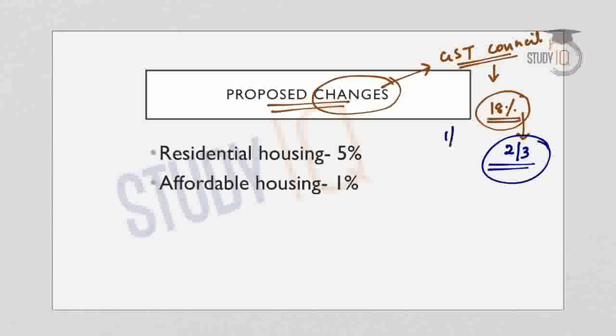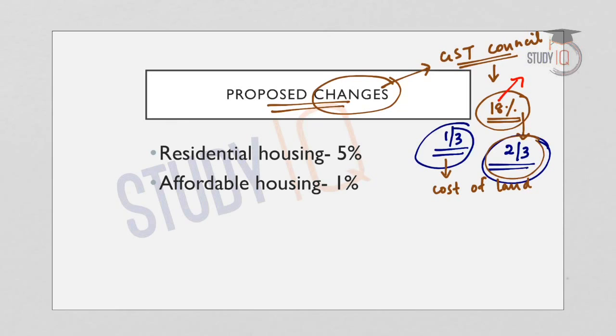So what happens to the rest 1/3? The rest 1/3 value of the property will be considered as the cost of land. So the GST will be applicable only on the 2/3 of the value of the property. So we can say that the effective GST payable on purchase of under construction residential or commercial properties is 12%, and this includes full input tax credit or the ITC. So this is the present regime.